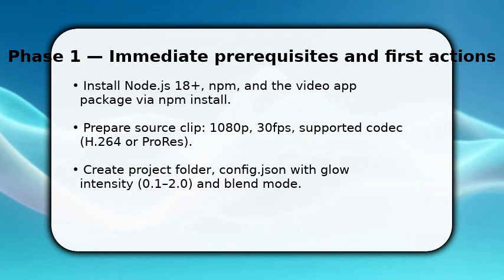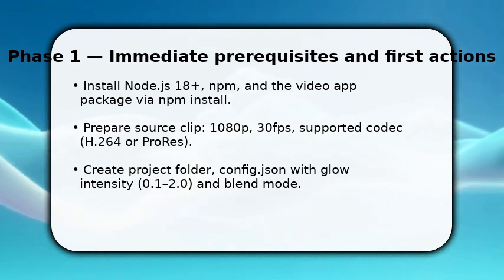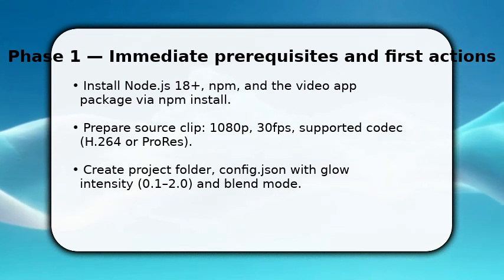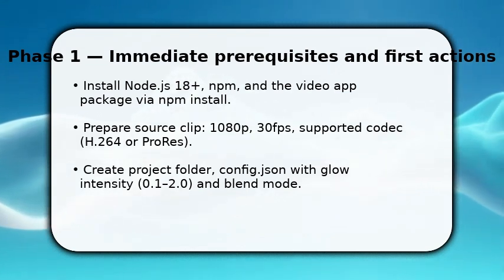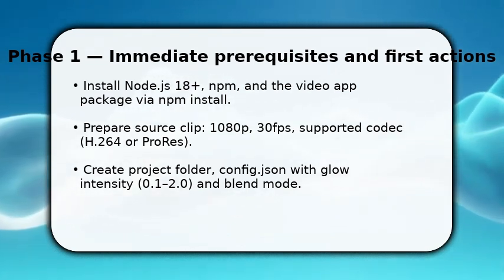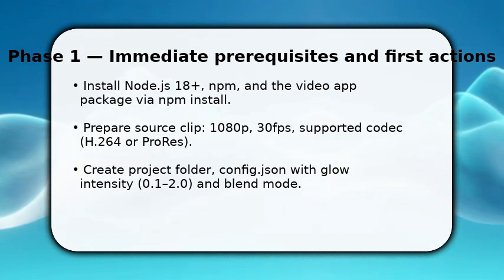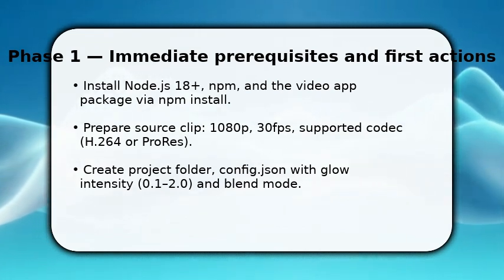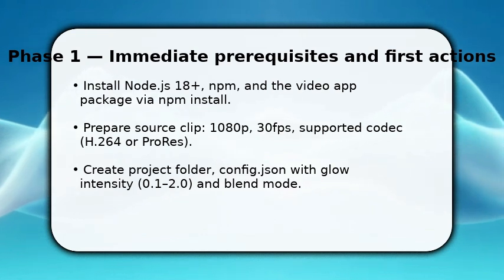Next, create a project folder and a minimal config JSON with glow intensity and blend mode so the app has deterministic defaults. Once that's in place, open a terminal, cd into the folder, and run the app's init command to generate pipeline files. This starts the processing chain immediately, avoiding guesswork later.